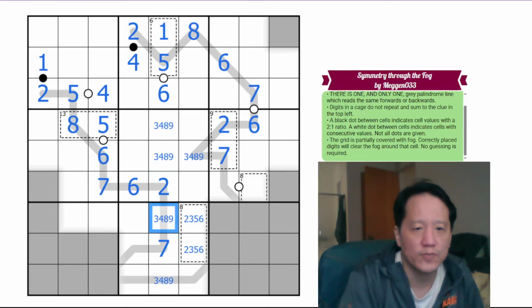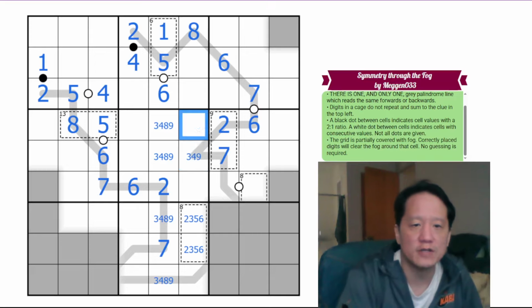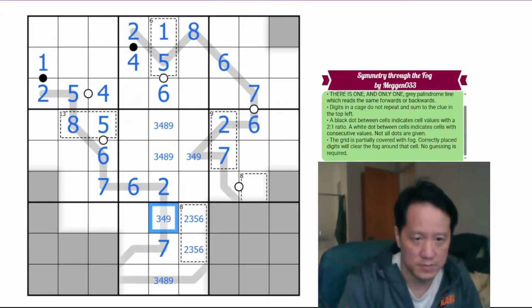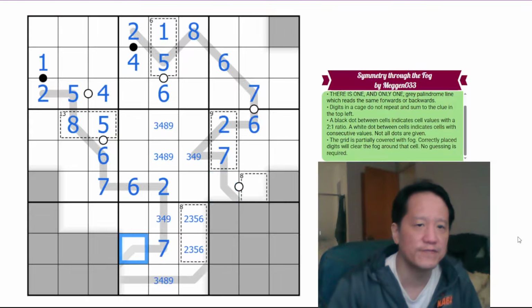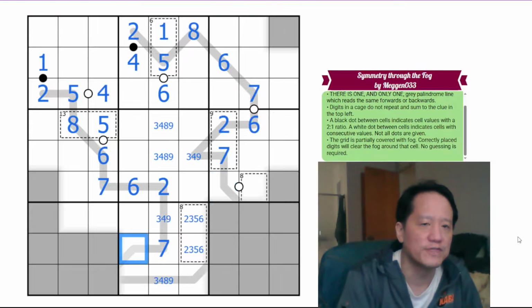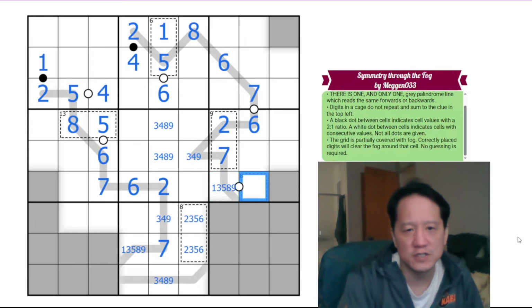Okay. This can't be 8 here because of 8 in the column. So therefore this can't be 8. This digit matches this. Again, it could be 1, 3, 5, 8, 9. Okay, 1, 3, 5, 8, 9. Well, this digit is consecutive with this.